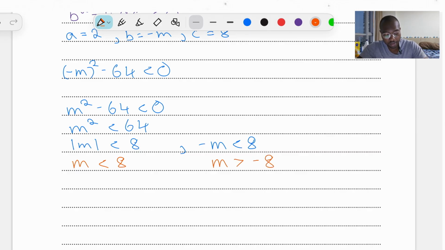And therefore, we have these two values: m is less than 8, and m is greater than -8. Therefore, it must be the values between -8 and 8, so we can write it like this: -8 < m < 8.